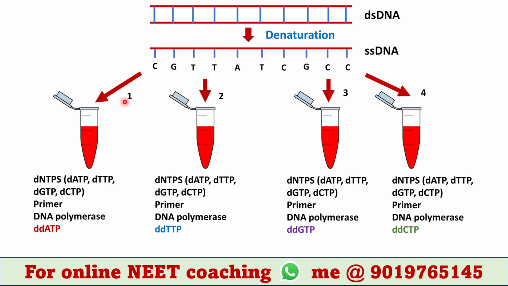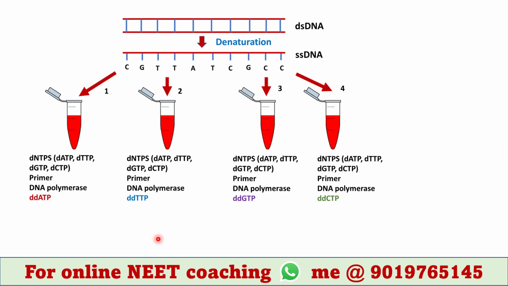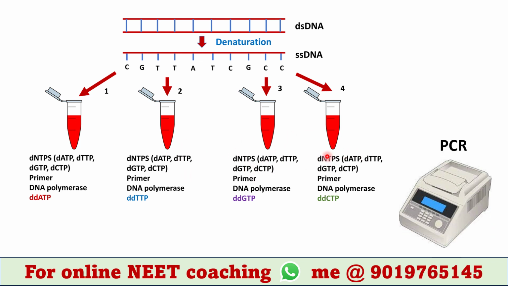In tube 1, ddATP is added. In tube 2, ddTTP is added. In tube 3, ddGTP is added. In tube 4, ddCTP is added. These ddNTPs are radio-labeled. So, these tubes containing DNA mixture are now allowed for PCR.